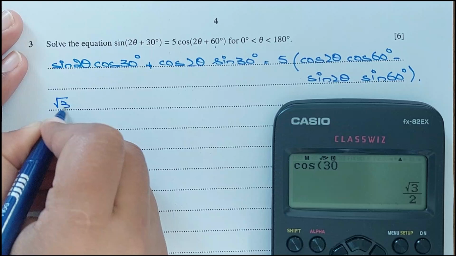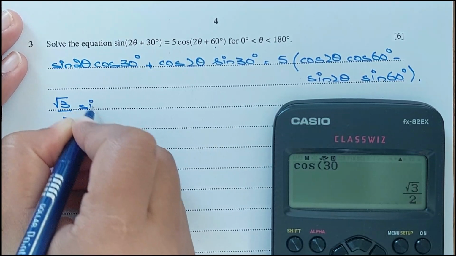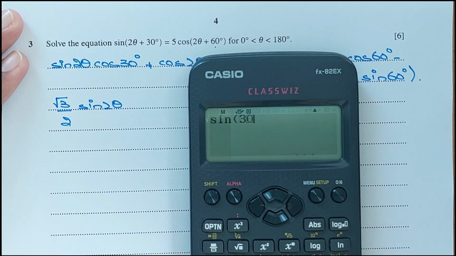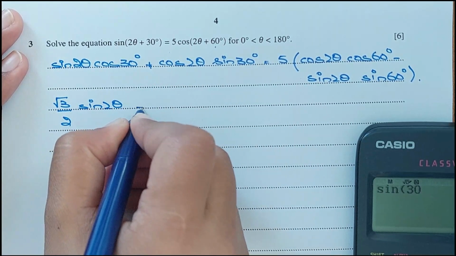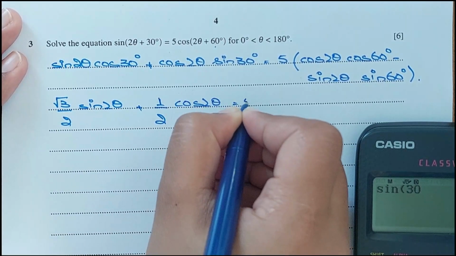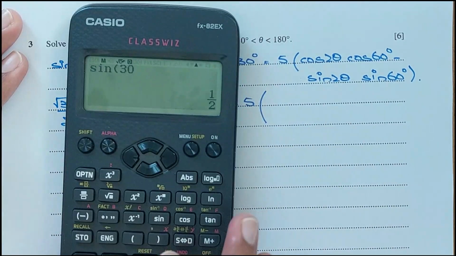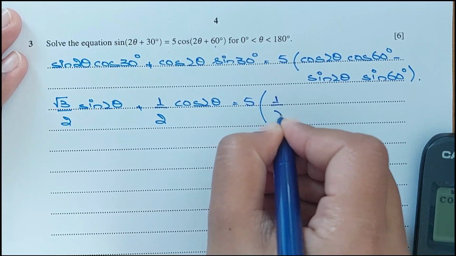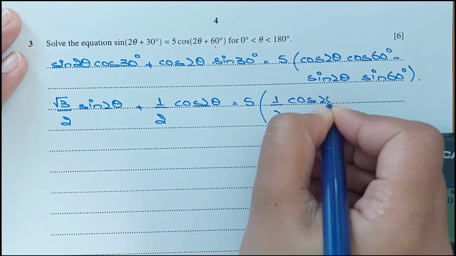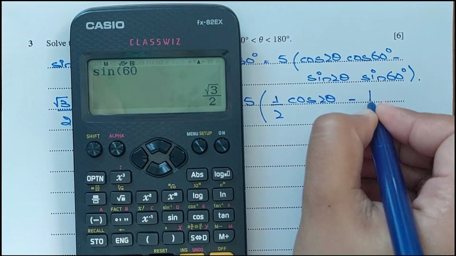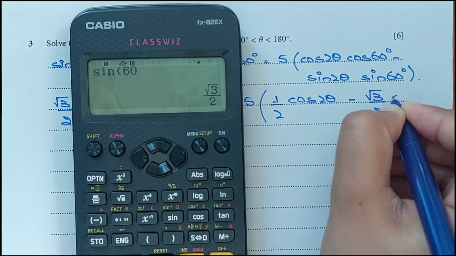So square root of 3 divided by 2 sin 2θ, and sin 30 is 1 by 2, plus 1 by 2 into cos 2θ equals 5 into cos 60, which is 1 by 2, so 1 by 2 cos 2θ, and sin 60 is square root of 3 by 2, so minus square root of 3 by 2 sin 2θ.